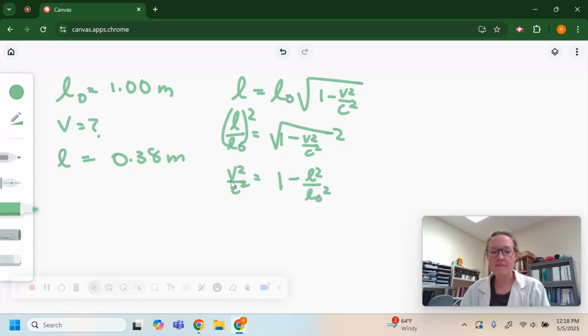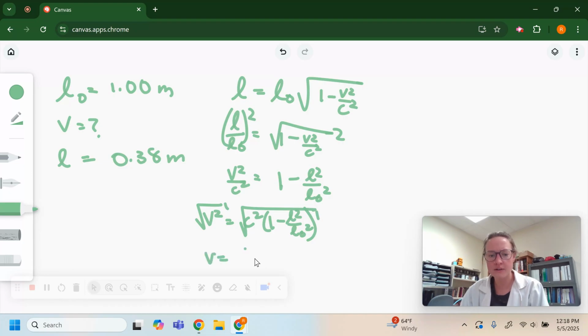Then, to get V squared all by itself, I'm going to multiply both sides by C squared. I get that V squared is equal to C squared times 1 minus L squared over L naught squared. And then I am going to take the square root of both sides in order to get V by itself. Take the square root here, take the square root here, and I'm going to get that V is equal to a C squared square rooted. I could pull that out in front and just call it C, times the square root of 1 minus L squared over L naught squared.